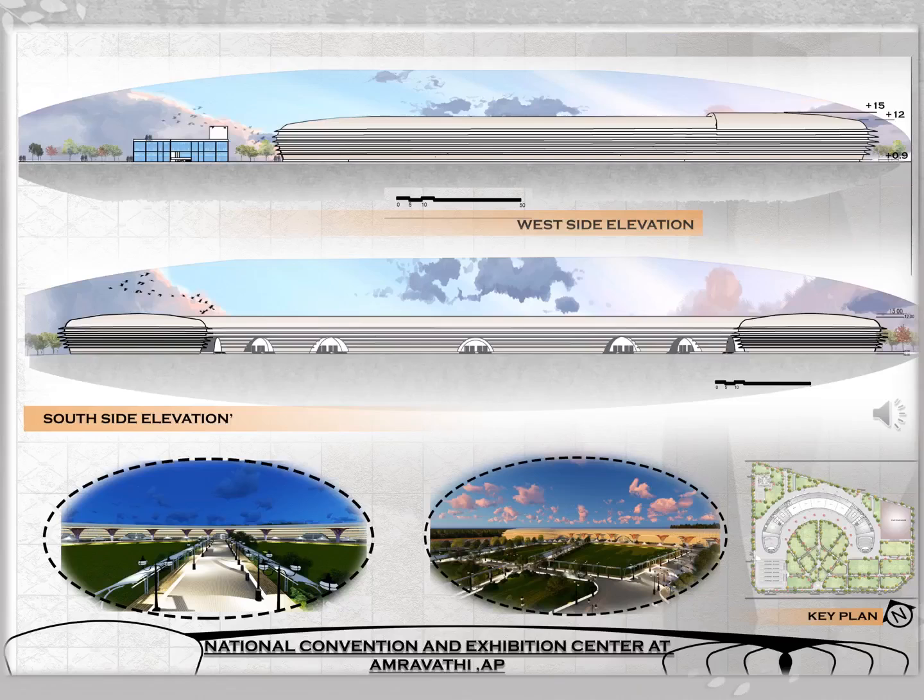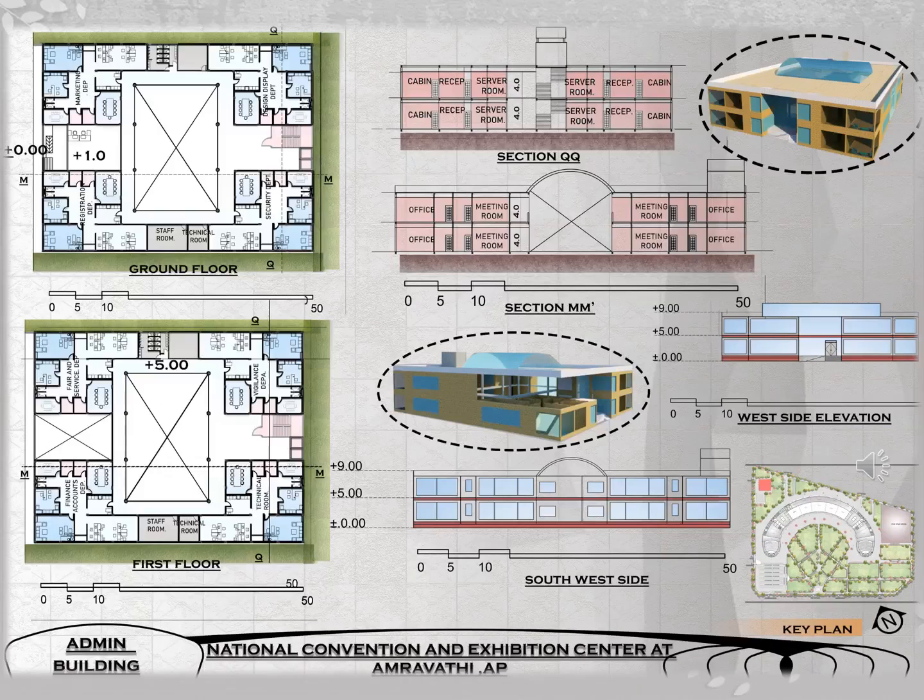It shows the admin building, which is ground plus 1 floor. It shows the departments such as management department, display and design department, security department, registration, vigilance, technical, fair and services, and finance and accounts department. It also shows 2 sections which clearly give an idea about the volume of the administration block, and 2 elevations along with some views.